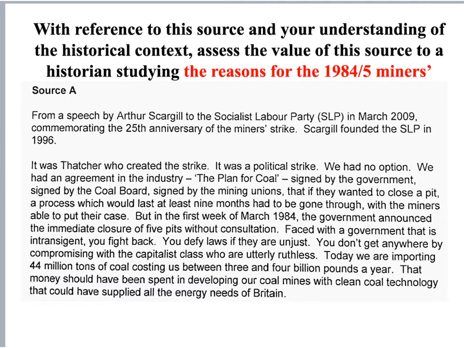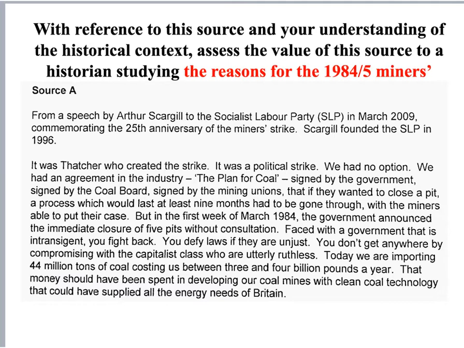Now, in terms of the content of the source, it's quite clear that the whole message of the source is that it was the Conservatives' fault. They started it. They created the strike. I'm using quotes here. It was political. We had no option. We had no choice here.